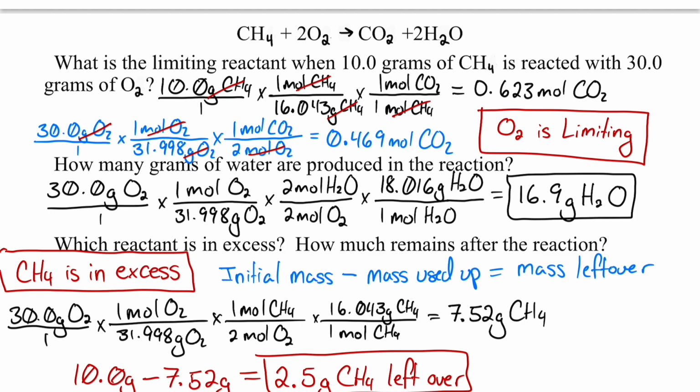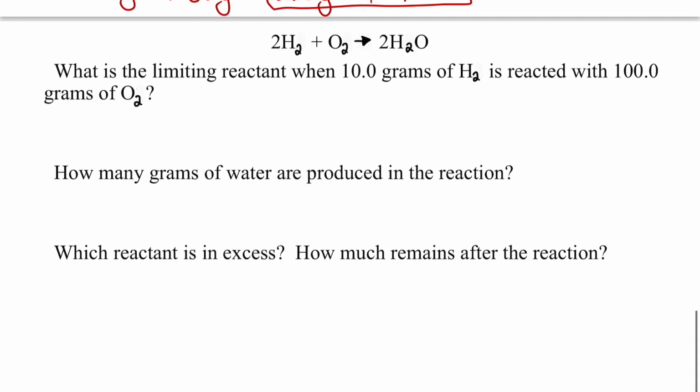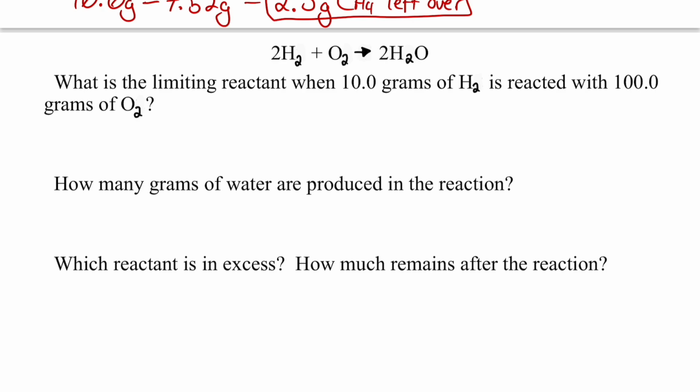So limiting reactant problems do require a few steps, and that does require some work, but it's really nothing that we haven't already done stoichiometry-wise. But let's look at one more example. Here we have the balanced chemical equation for the creation of water, and it tells us we have 10 grams of hydrogen reacting with 100 grams of O2, and we need to figure out which one is the limiting reactant. So we need to figure out which one of these is going to produce a smaller number of moles of water.